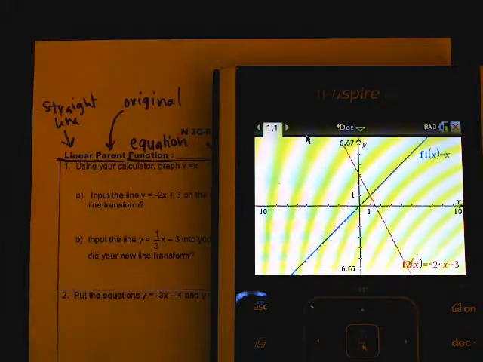Okay, so when I look at this, there's 2 pieces of information that I'm looking for. I'm looking to see how did the m change and how did the b change. Okay, how did slope change? How did my y-intercept change?